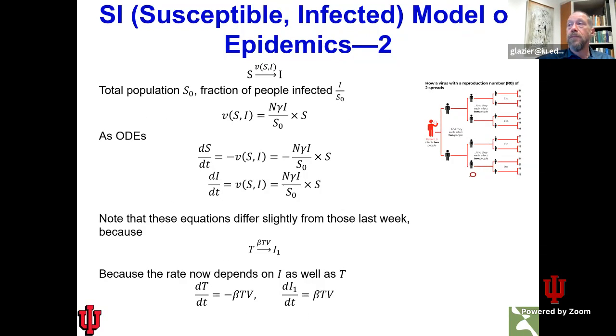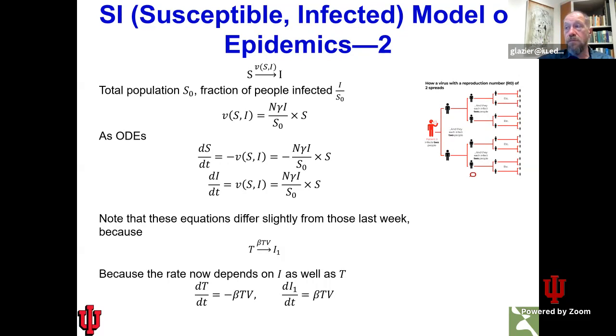Okay. All right. So I now have my rate law, which is that S is going to turn into I at a rate N gamma over S naught times I times S. And that turns into two ordinary differential equations, a decreasing ordinary differential equation for S, an increasing ordinary differential equation for I with the same rate law with a minus or plus.